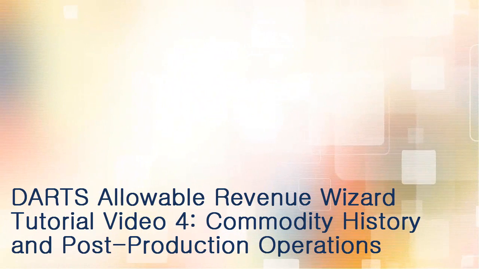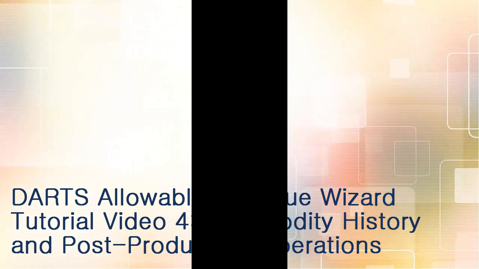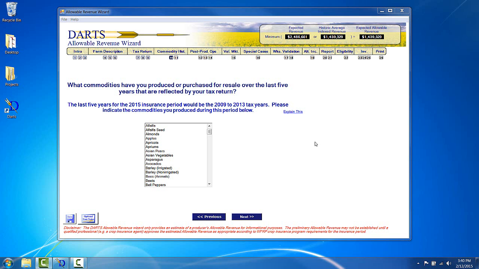This is Commodity History and Post-Production Operations, the fourth installment of the DARTS Allowable Revenue Identification Wizard tutorial video series, which covers commodity history and post-production operations that may or may not be eligible for inclusion in the WFRP crop insurance program. Once we have entered all 5 years of our tax return data, we are asked, what commodities have you purchased or purchased for resale in the past 5 years?